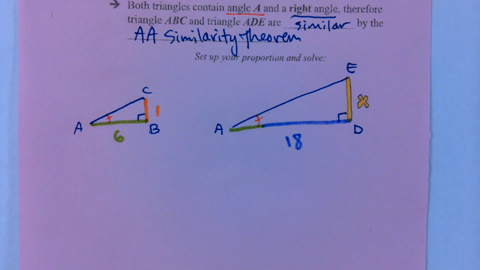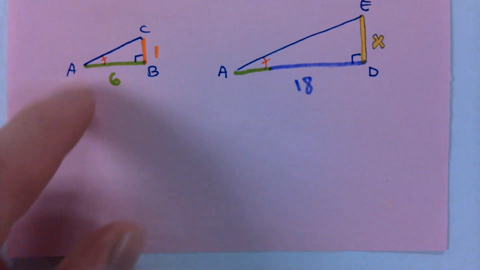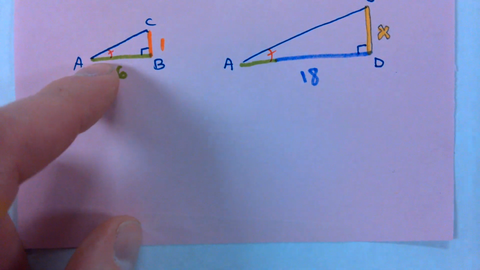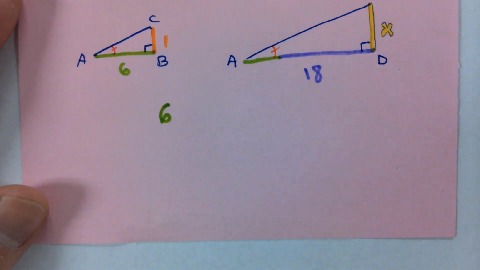Now that we know for sure we have similar triangles, we can set up our proportion. So, let's do this bottom side matching up with this bottom side. We're going to do 6 over 18.